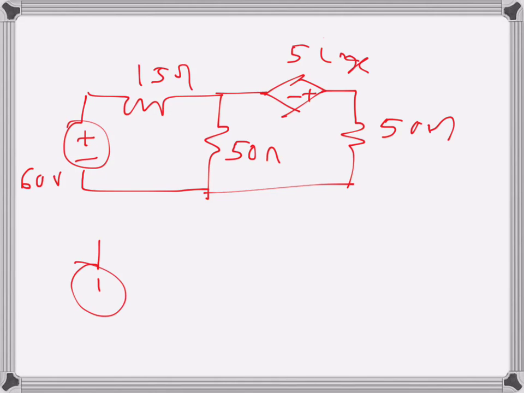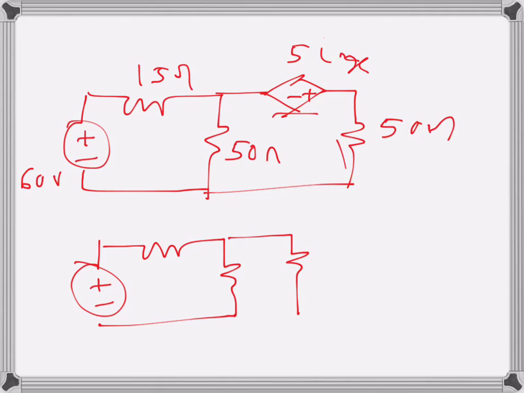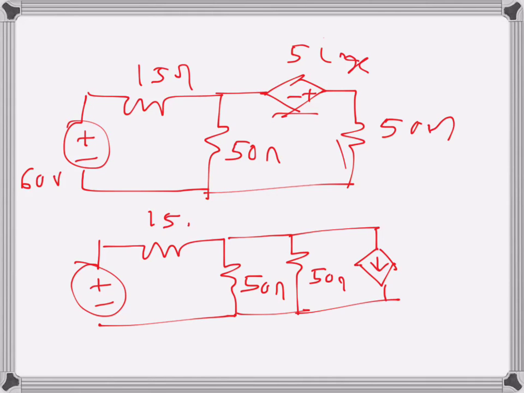So once I convert this again, this one and this one, a voltage source and a series resistance dependent source, if I convert it into a current source, the resistance will become parallel resistance, and the direction of the current will be downwards like that. So this is 50 ohms, this is also 50 ohms, and this is 15 ohms, this is 60 volts.